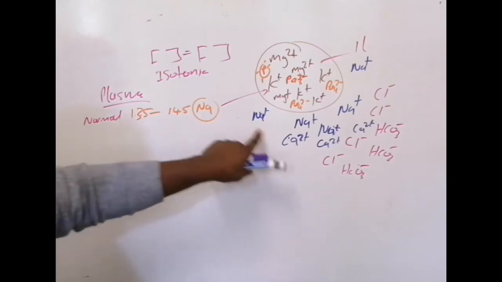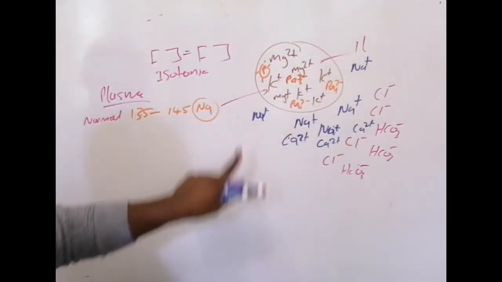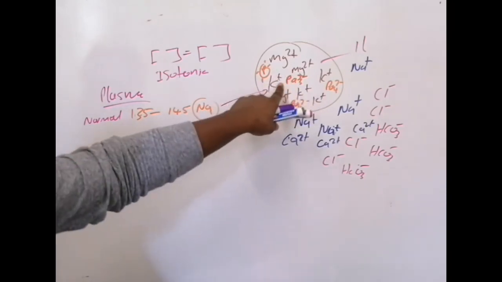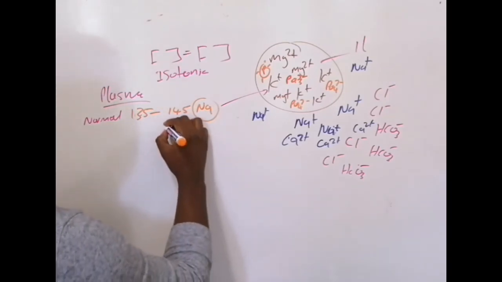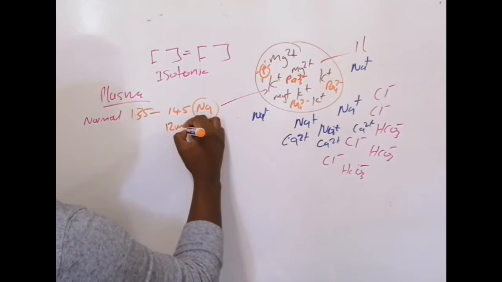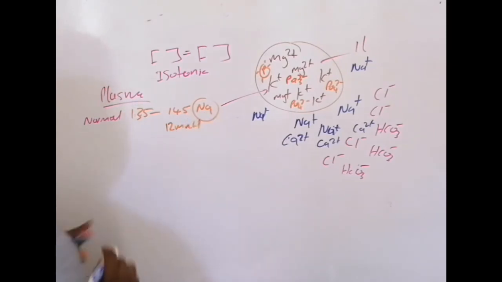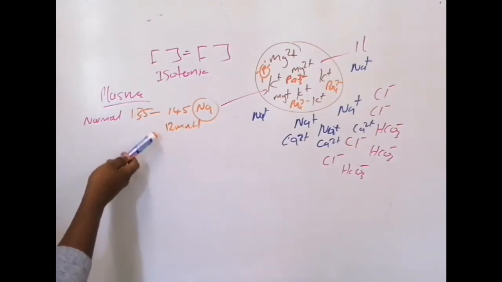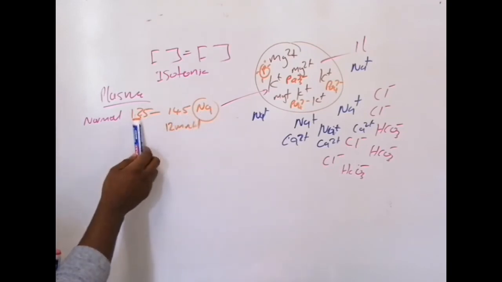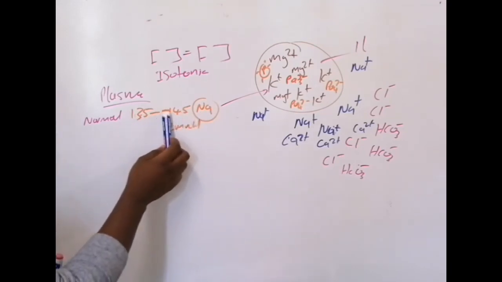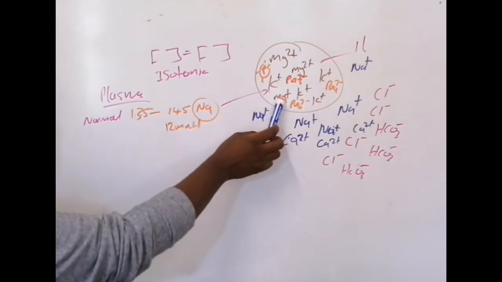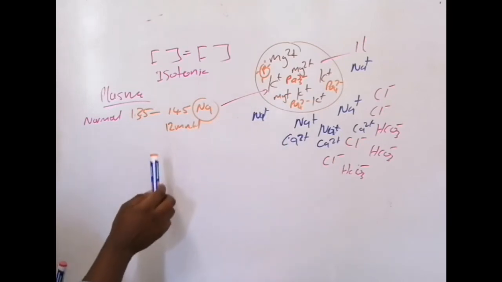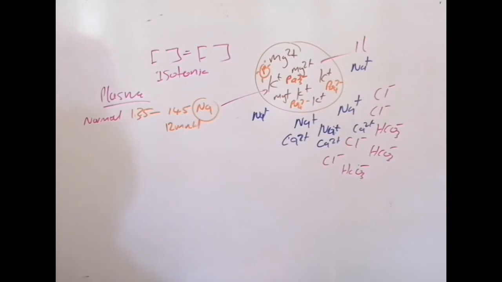This is outside the cell. But inside the cell, you still have sodium, but it's not abundant there. Inside the cell, it's about 12 milliequivalents or millimoles. So you can see these figures, they tell us that really sodium is very abundant in the extracellular space compared to the intracellular. There is sodium inside the cell, but it's not a lot compared to the outside.